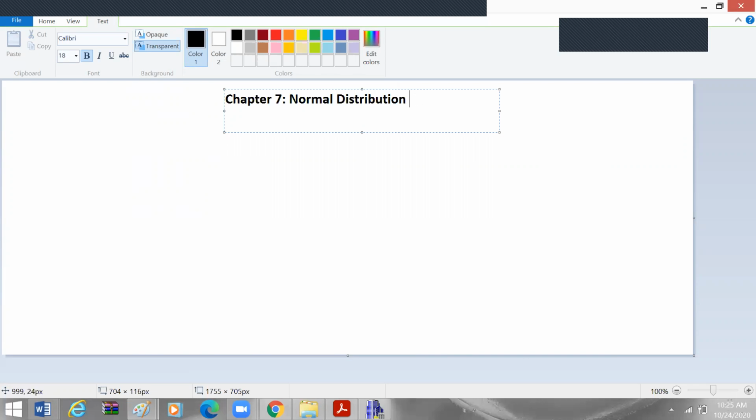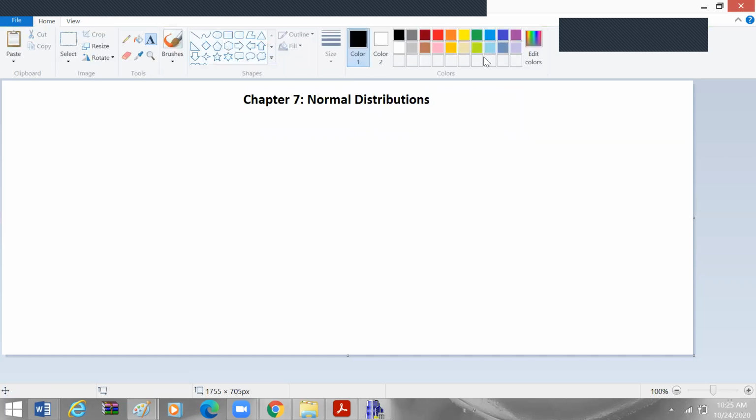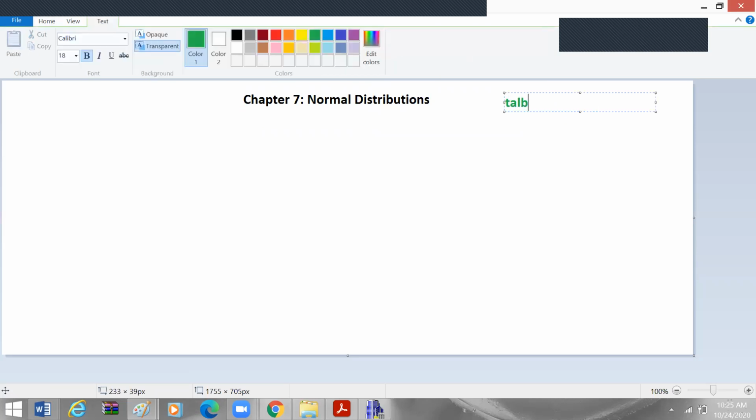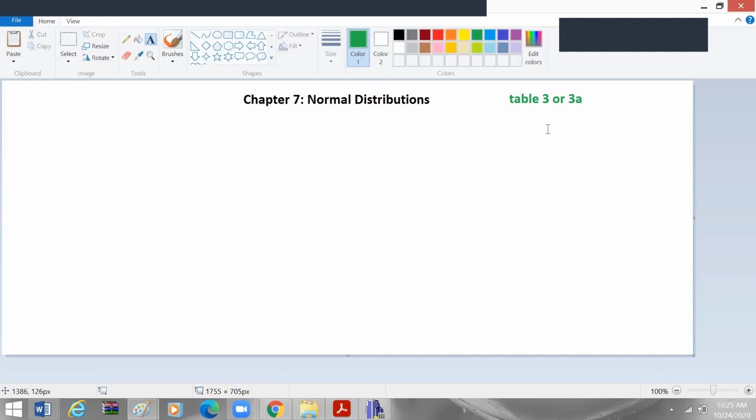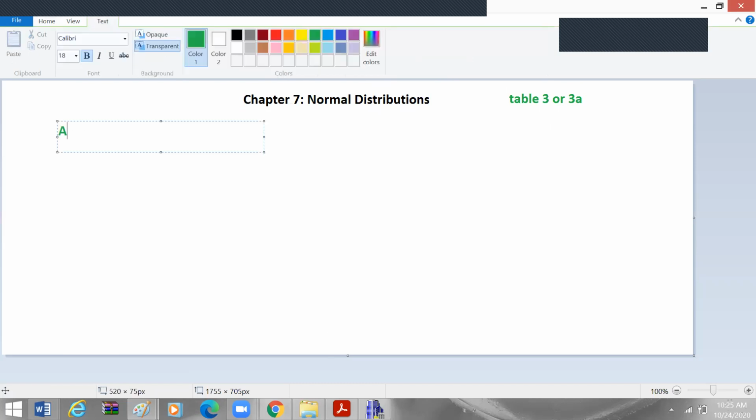The normal distribution is what we're going to deal with from chapter 7 all the way up to chapter 9. We're going to see it again with the table that we have to use. The table we need for this chapter is table number 3 or 3A. There's no other chart we're going to use. Very important: we use table 3 and 3A for this part. And the thing we need to remember is that there's no way we can count a point. The normal distribution is a continuous model.